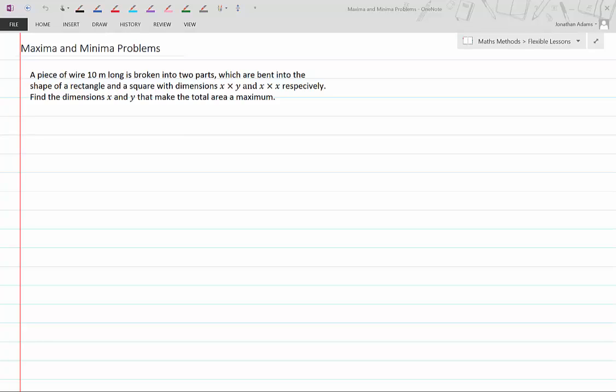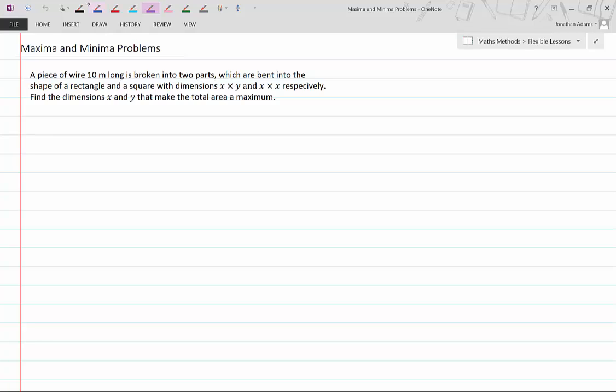In this next question, we're told the following. A piece of wire 10 metres long is broken into two parts, which are bent into the shape of a rectangle and a square with dimensions x times y and x times x, respectively. Find the dimensions x and y that make the total area a maximum.